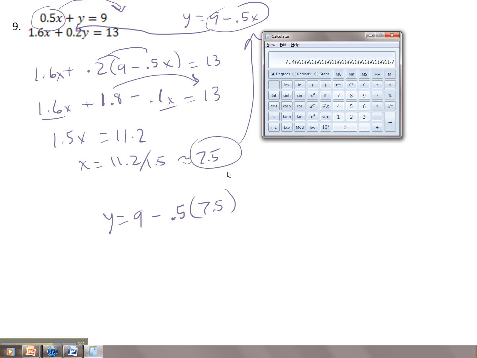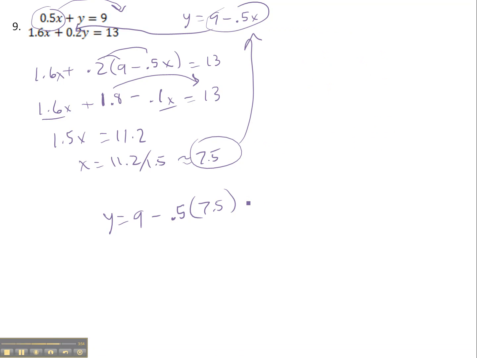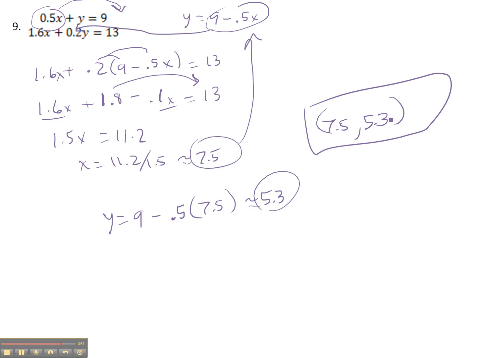Let me pull that calculator back up again. Let's store that. If you have one of these on your computer, you can just hit like M+, it'll store it into the memory and clear it out. Okay, and then just type it like you see it, 9 minus 0.5 times, and then whatever was in the memory, which is MR, memory recall. Hit enter, and we get about 5.3. Write our final answer as x value is 7.5, comma 5.3, and that's approximate because those decimals keep on going.